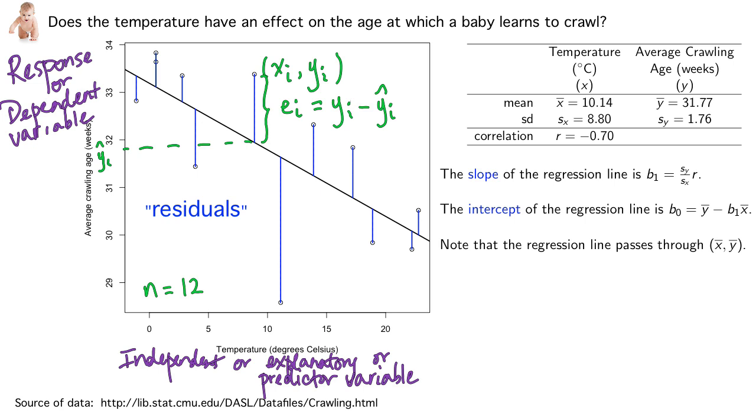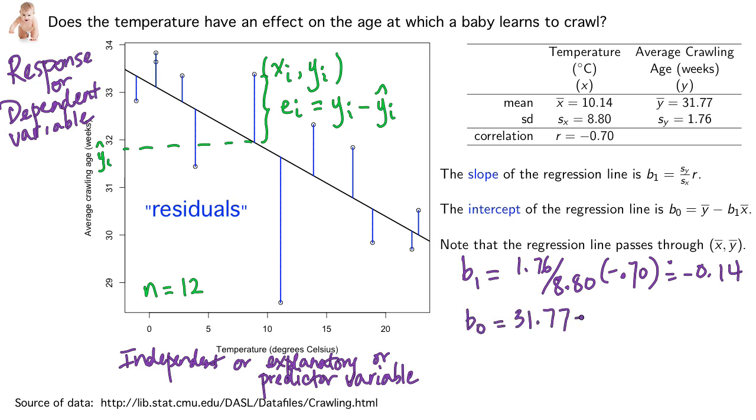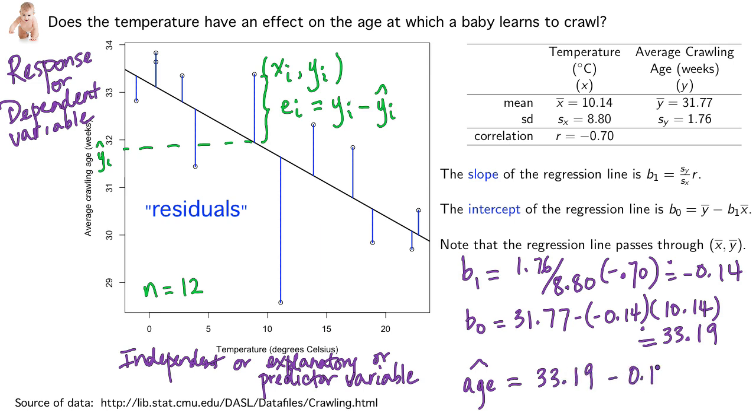And now, using these formulas and our summary statistics, we get that our estimate of the slope is about -0.14, and the estimate of the intercept, b0, is about 33.19. And putting that together, the equation of the regression line is the predicted crawling age is approximately 33.19 minus 0.14 times the average temperature.